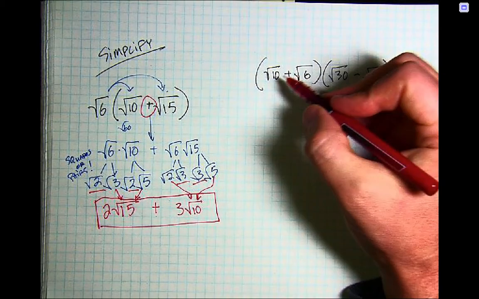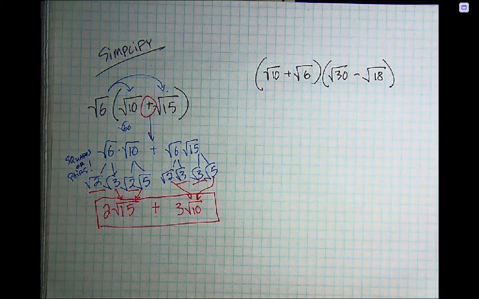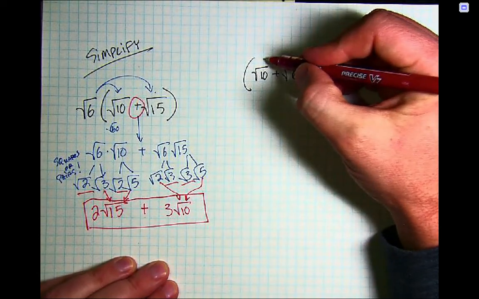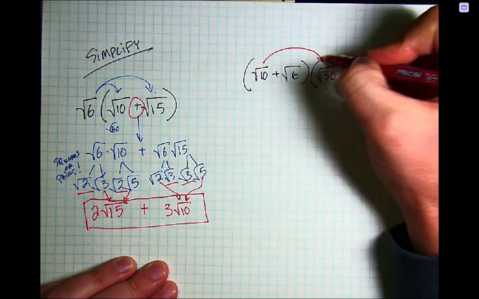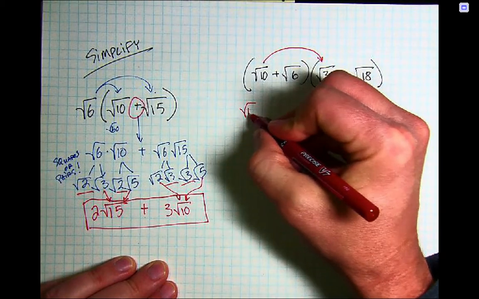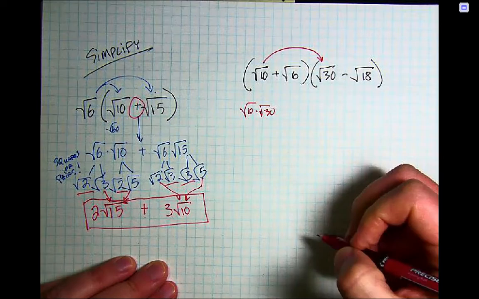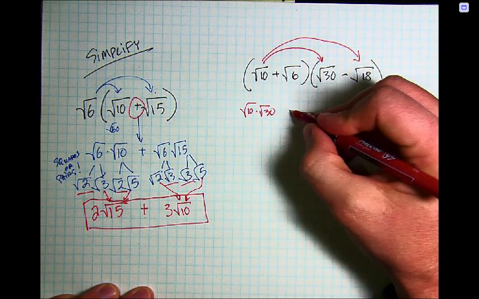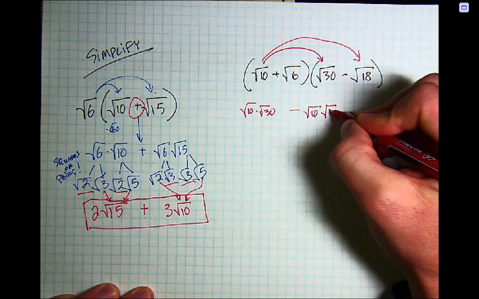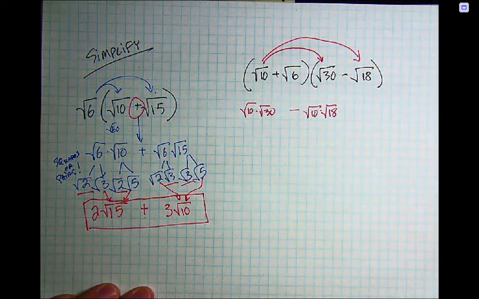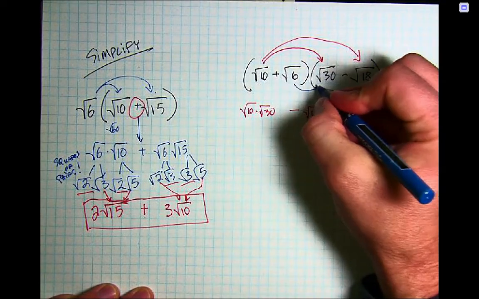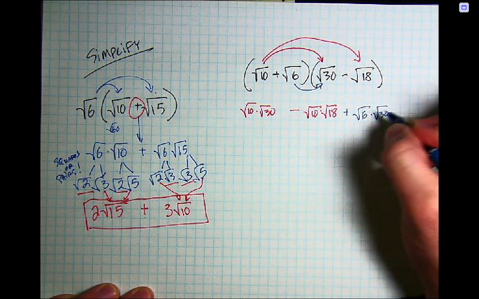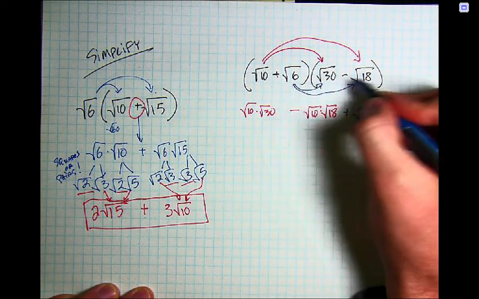All right, so the 2 sets of parentheses just means we get to have more fun because there's more to do. So this is going to be like FOIL or double distribute 10 and 30. Again, I'm just going to keep it as 10 times 30. And then that's a minus 10 and 18. And then I'm going to do this one, 6 and 30. And then I'm going to do this one, that's a minus.